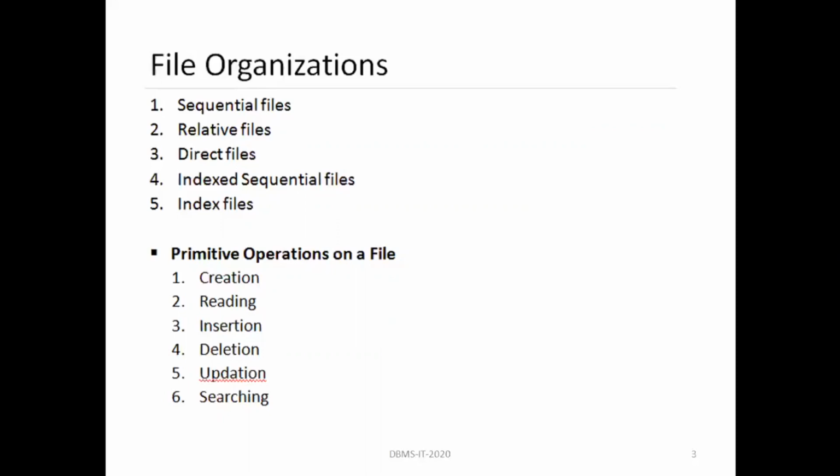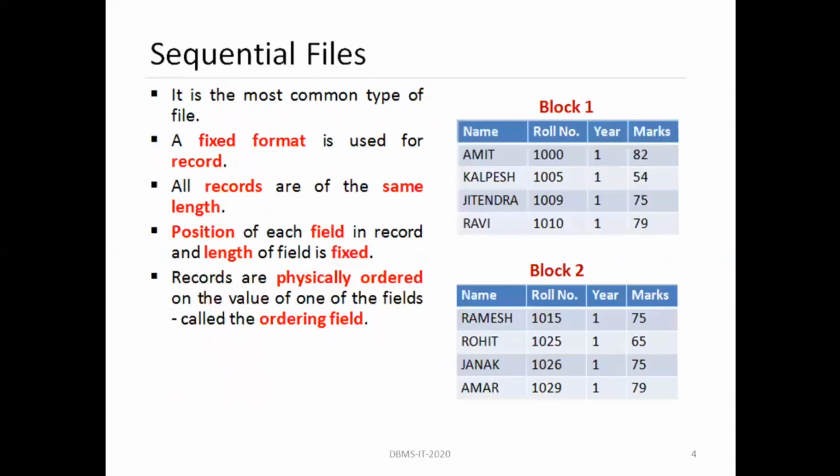First operation, you have to create the file, so creation of file. Next you can read some information from the file, so this is reading. Next, you can insert some information into the file, you can delete some information from the file, you can update some values, and you can perform searching of a particular piece of information from the files. So these are the primitive operations you can do on a file.